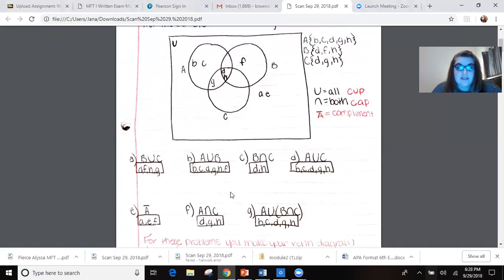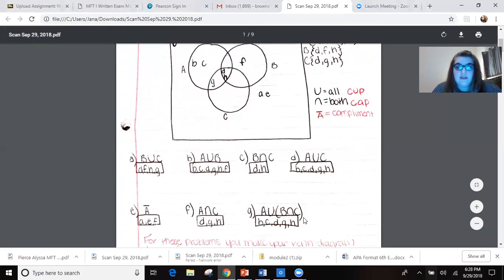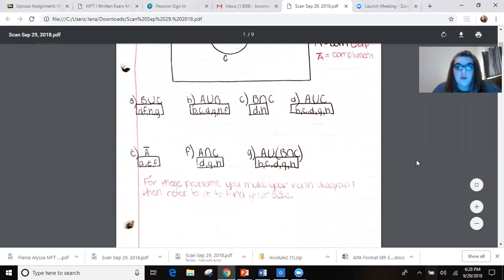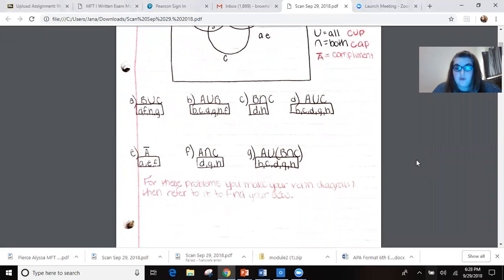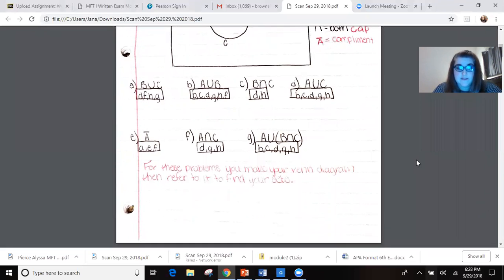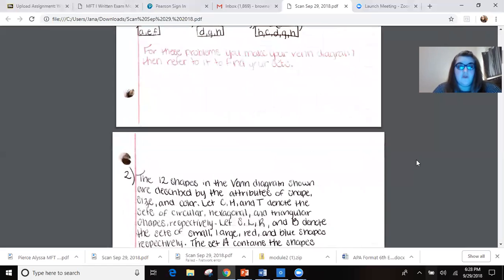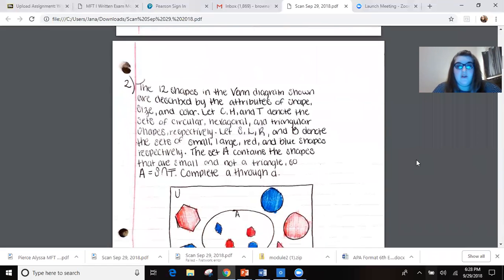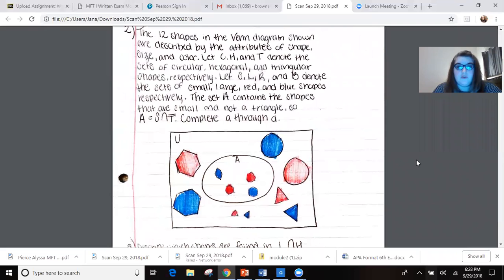So that is D, G, and H. And then we have A with the cap, parentheses, B and C. So that answer is B, C, D, G, and H. For those problems, all you do is make the Venn diagram and then refer to it to find the sets. So for number 2, we have this cool little thing.